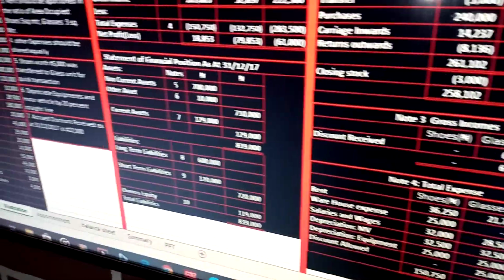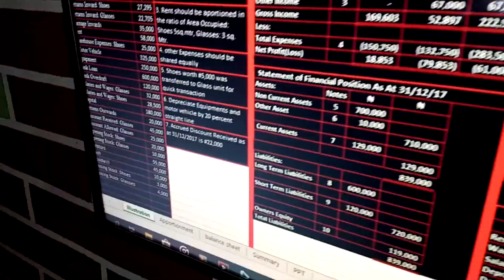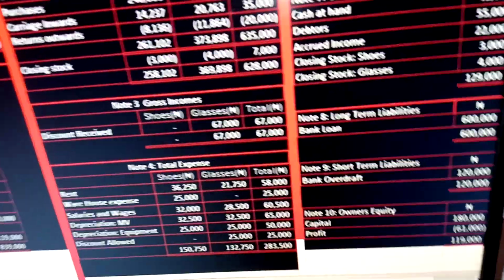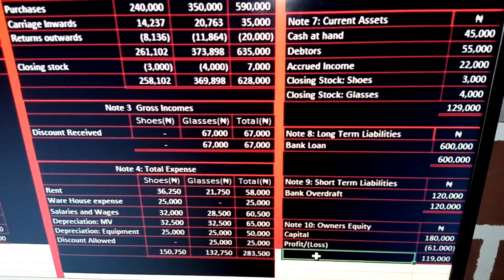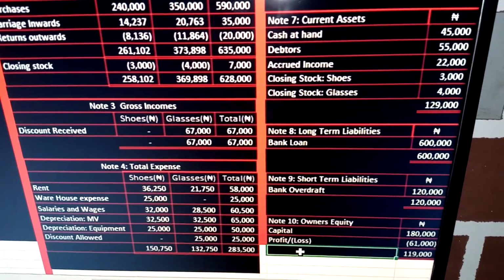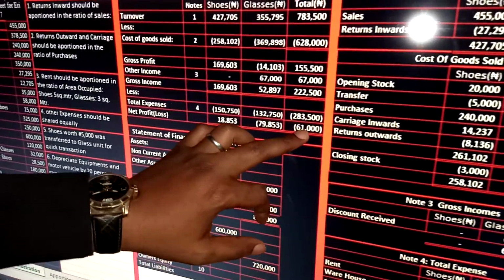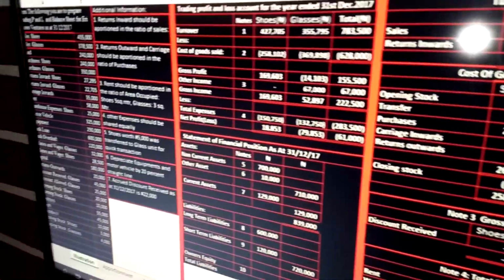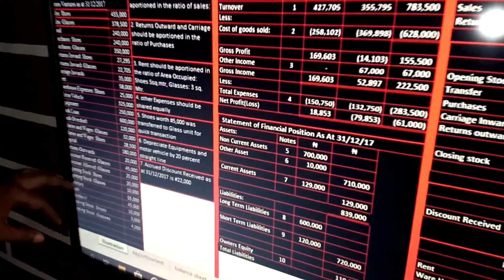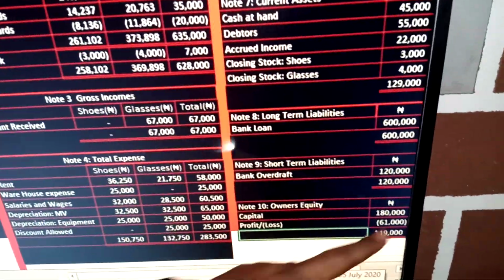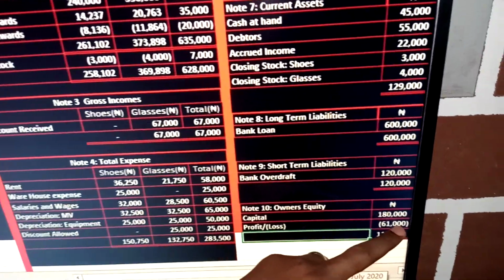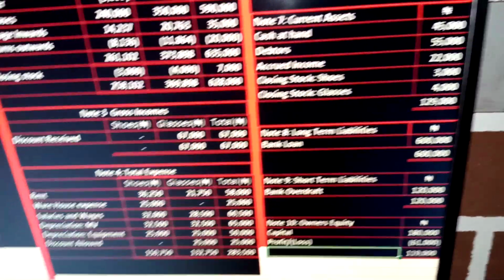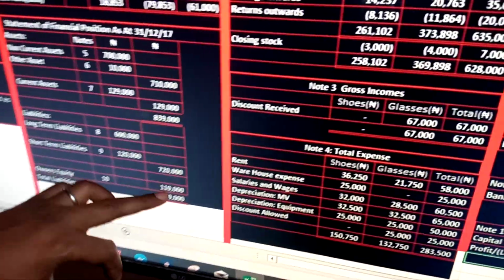Profit. If you made profit, then it is actually increasing your what? Equity. If you made loss, it will reduce your what? Equity. In this question, there is a loss. The business made a loss. Look at it, 61,000. So that will reduce the equity. What's the capital here? 180,000. So 180,000 minus the loss here, 61,000. That will be 119,000. Equity has reduced. So owner's equity here is 119,000.